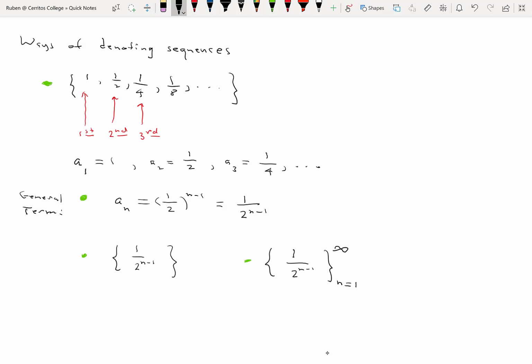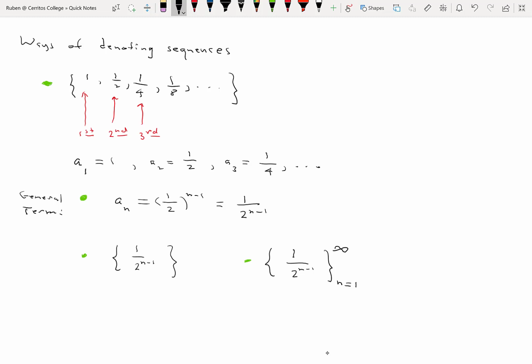Okay. The most popular way of designating sequences is simply by listing the general term, whether in brace notation or just as a function, a sub n. The most common letters used for denoting sequences are small letters, but capital letters are allowable. In mathematics, any symbol can be used to represent any quantity.